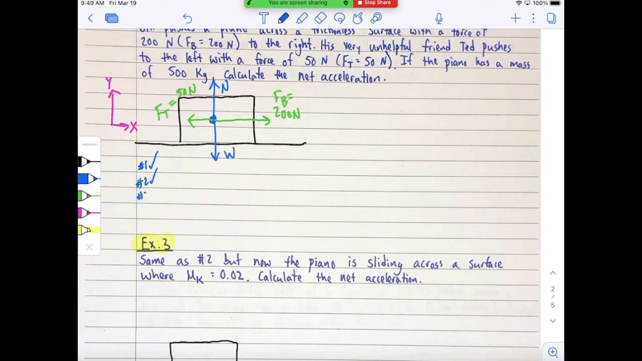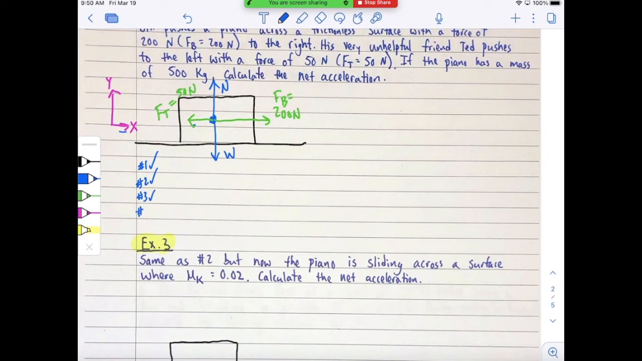Step number 3 says look at any of these vectors, and if they're not lined up with x or y, then we have to do SOHCAHTOA. So let's take a peek. My force of Ted and force of Bill are going left and right, which means it's lined up with the x-axis, so they're good. No SOHCAHTOA. If we look at the vertical direction, the normal and the weight force, they're going with the y. So that means we have no SOHCAHTOA there. So step 3 is good. I don't have to do anything.